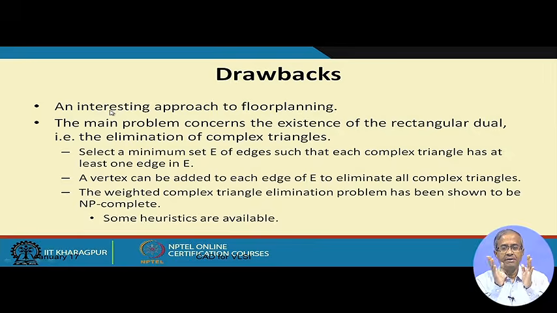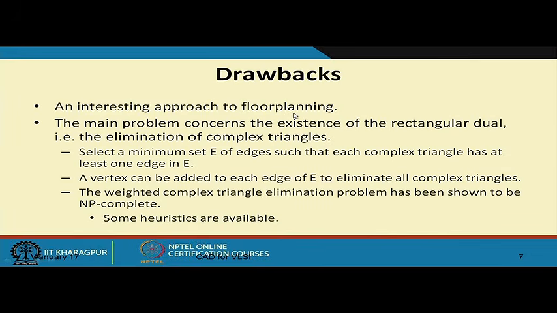So, let me just tell you first. Here what we are saying is that we start with the graph which our partitioning algorithm is giving us, some blocks and their interconnections indicating the strength of connections. Now, if we have planar triangulations in that graph, you can map it to a layout or a floor plan. So, this you will always have, but if you have a complex triangle there, you cannot map that subgraph into a rectangular dual, into a floor plan. So, this is one of the drawbacks.